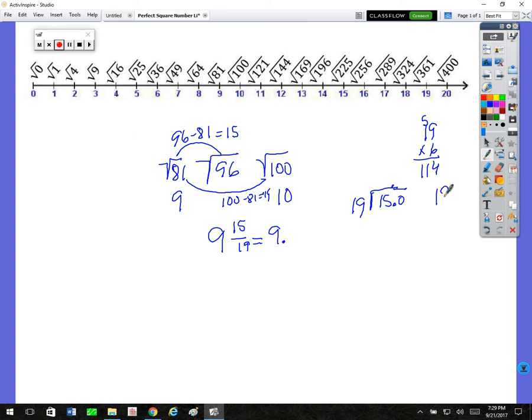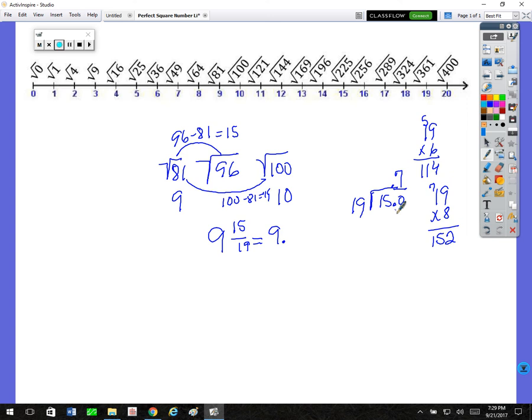Let's try 8. 8 times 9 is 72. Carry your 7. That's 152. All right, so 6 was too small. 8 is too big, so we're going to try 7. We're going to go ahead and put 7 in the box.